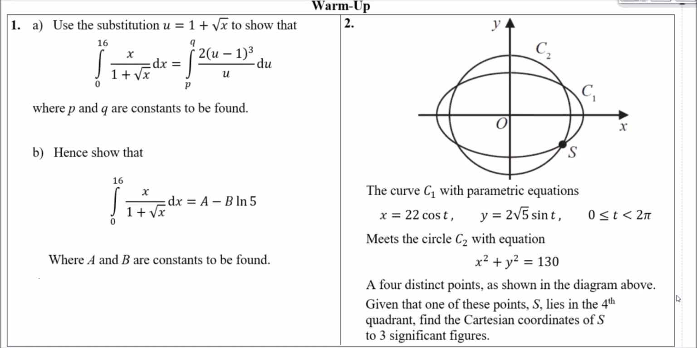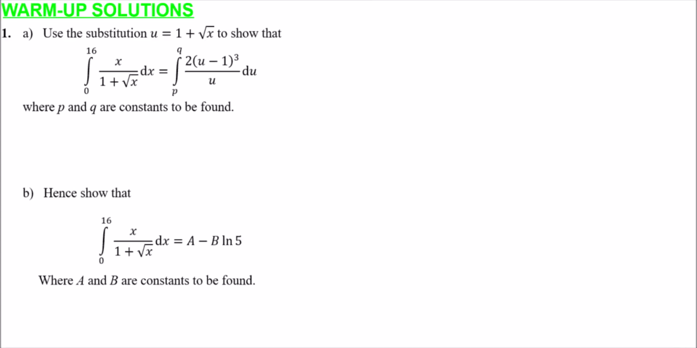So, assuming you've had a go, let's have a look together at the solution to warm up question 1. It says to use the substitution u equals 1 plus root x to show that this integral can be transformed into an integral in terms of u. It says where p and q are constants to be found, so the implication is to find q and p. So let's just go from basics.